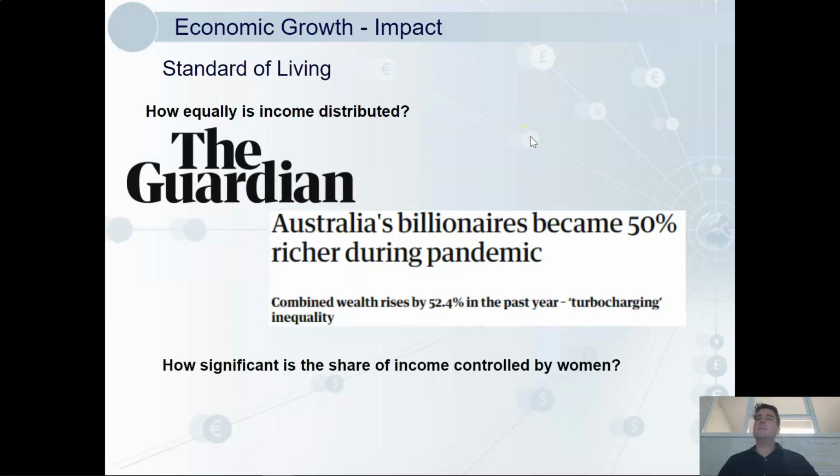Very much related to this is how much of the growth in income goes to women. Now, this is much more of an issue in developing countries, but it's still an issue in countries like Australia. But in developing countries, the economic power of women is much less. We're going to look a lot more closely at the role of women later in the course.